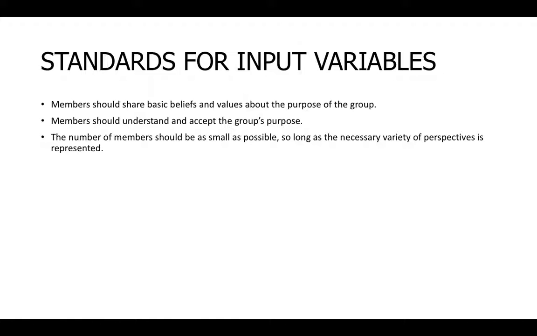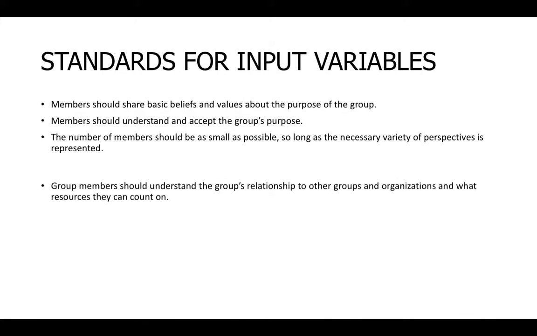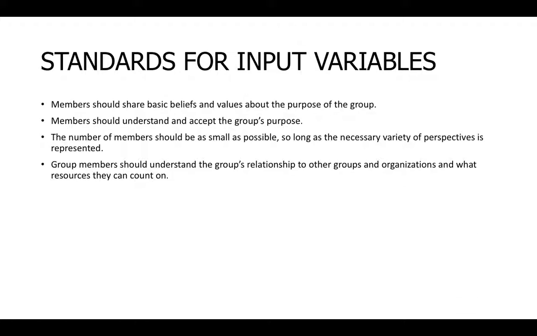Next, the number of members in a group should be as small as possible so long as the necessary variety of perspectives is represented. This goes back to something we learned in Chapter 1, that the fewer members possible, actually, the better. Next, group members should understand the group's relationship to other groups and organizations and what resources they can count on. Keep in mind that resources don't always mean money. Sometimes it's information, sometimes it's assistance, sometimes it really could be anything.